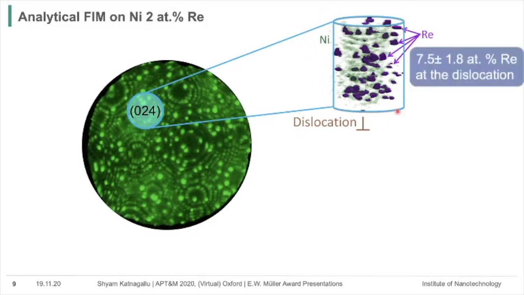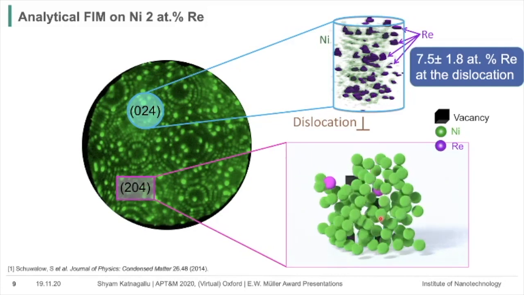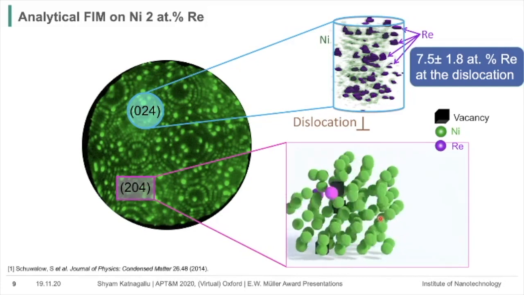And when we do so, we measure that there is a 7.5 atom percent of rhenium segregation on these dislocations. And not only that, we can actually reconstruct a 204 type of pole which is not intersected by a dislocation, which allows us to image every atom and do this sort of atomic reconstruction. And here we actually image vacancies.